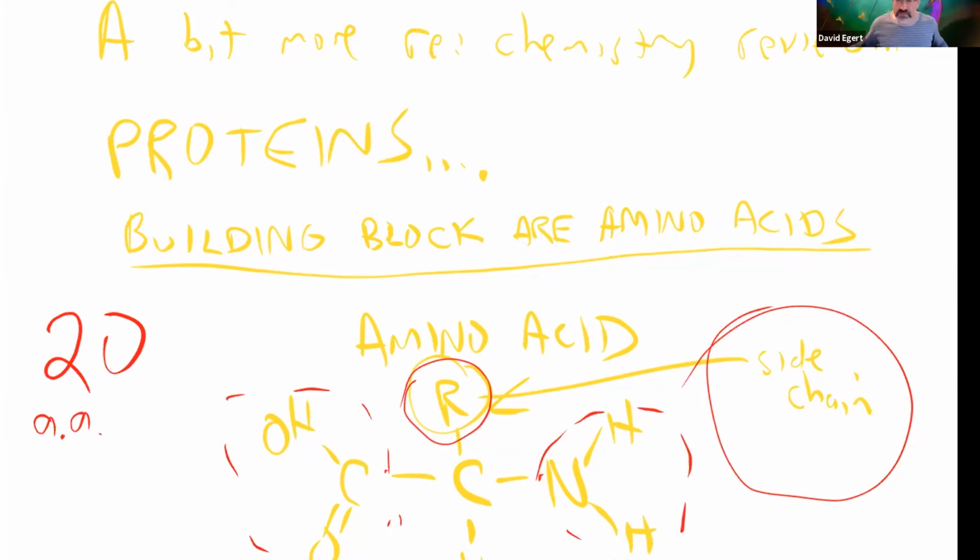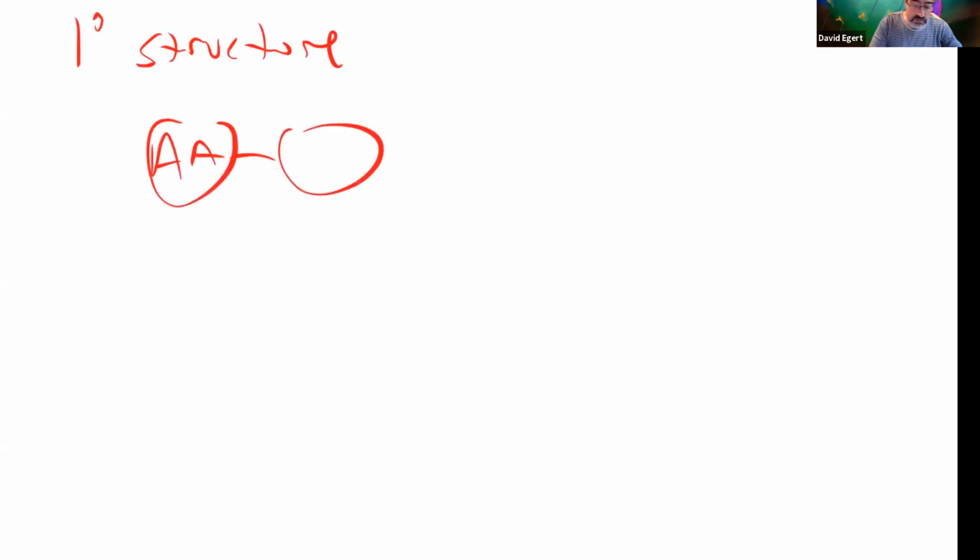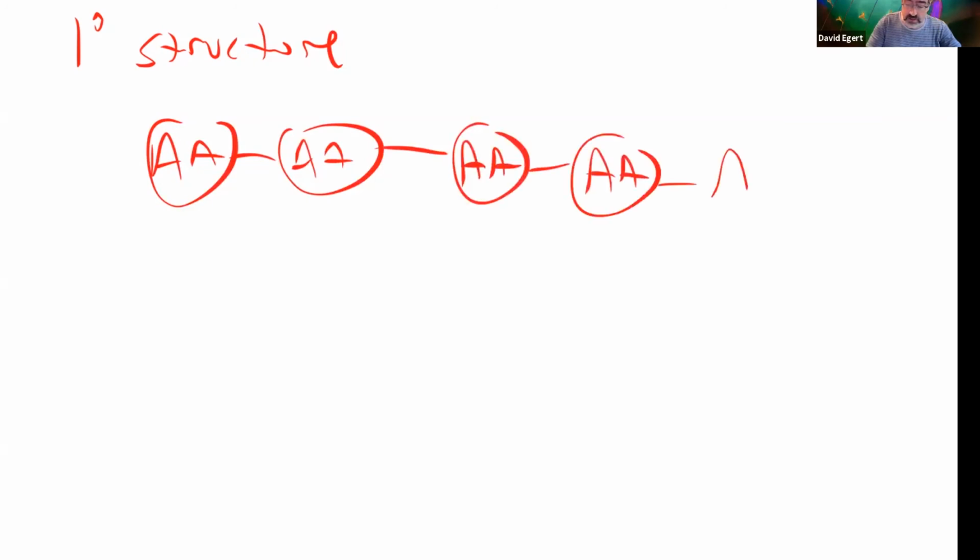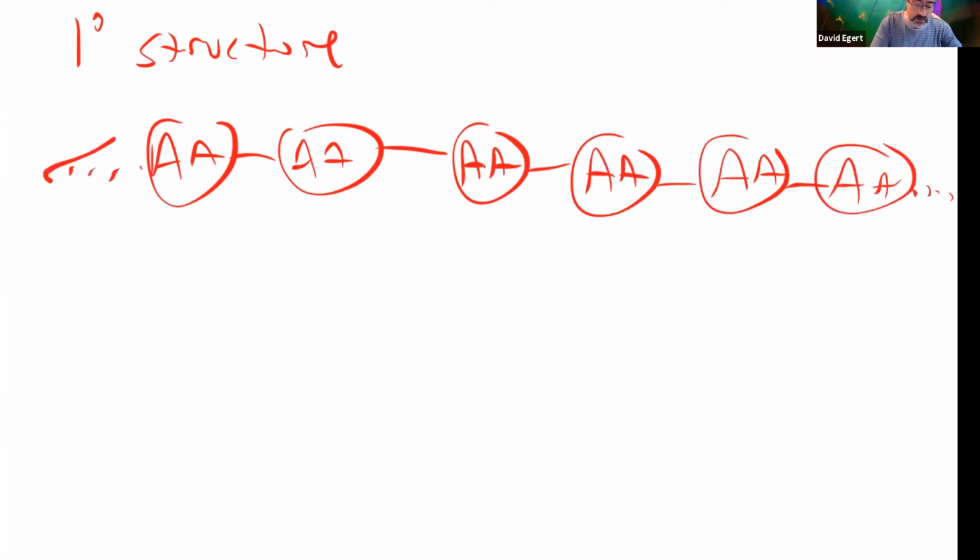Then obviously we need to start hooking them together, and you basically hook them up end to end using peptide bonds. So what we call the primary structure of a protein is just which amino acid is hooked up to which amino acid. We start hooking them up in big chains. Dot, dot, dot. And again, the bond, you don't need to know the details. These are called peptide bonds.